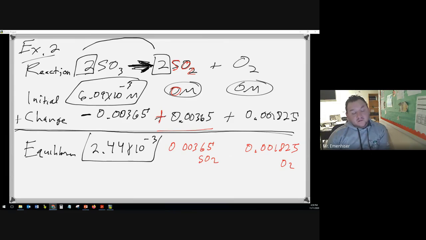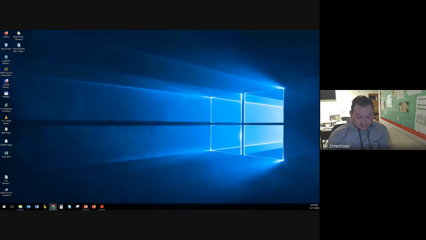All right, and I'm going to have to erase this. So I'm going to erase it in 3, 2, 1. Okay. Because I need some more room. So Kc will be equal to the concentration of SO2 squared times O2 to the first divided by SO3 squared from the balanced reaction. Let's plug in our values. I'm going to do it down here so I have room.